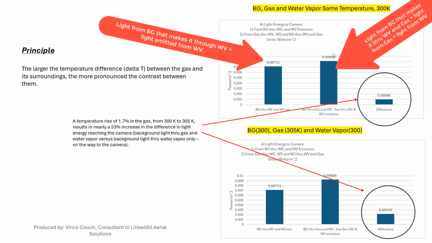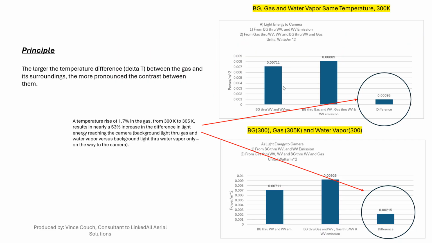So that's the total light through the gas, total light just through the water vapor, and here's the difference: 0.00098. Okay, these are all the same temperature. So background gas and water vapor have the same temperature. They have a slight difference in light intensity because their emittance is different.